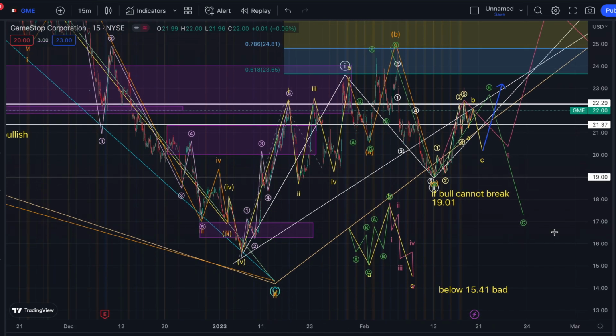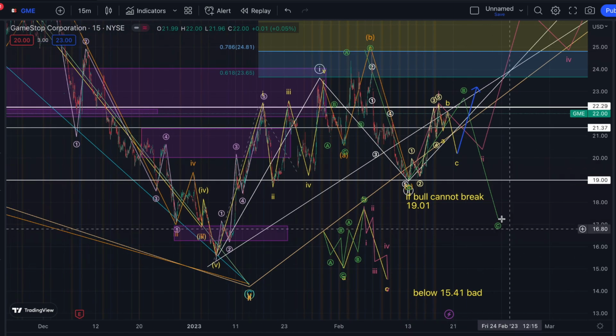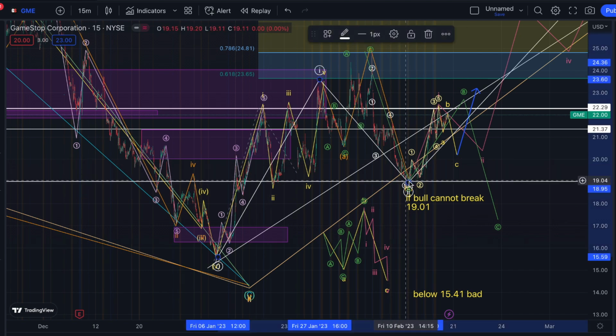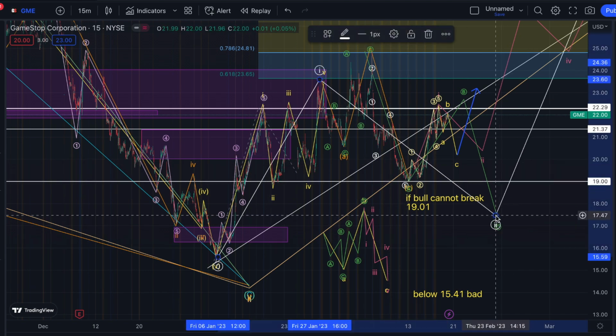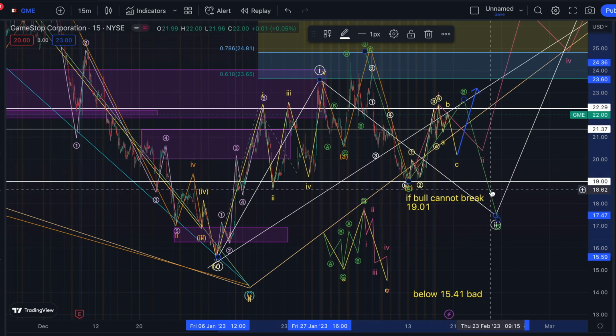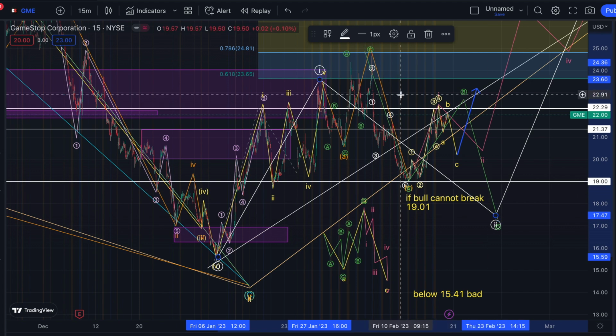If it goes like A, B, and C down like here, and we find support above 15.41, then this idea is still intact. Right? It would just get moved down like that. Geometry isn't super pretty. I would definitely count this another way, but you count 1, 2, 3, 4, 5 into A, B, and then we'd expect 1, 2, 3, 4, 5 down again for C. But again, I say this from trying to be as unbiased as I can.